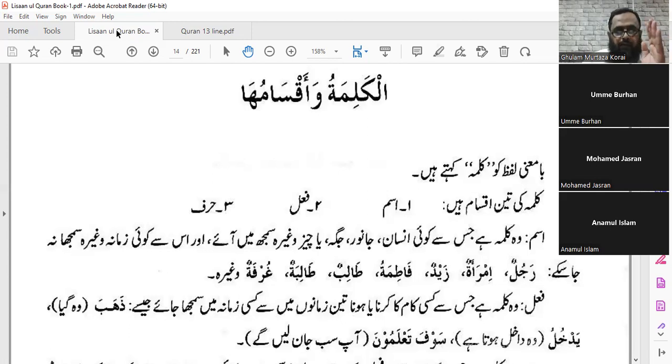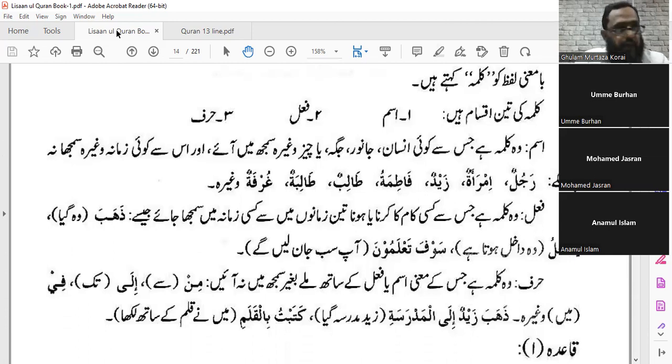Again, I repeat it, al-kalimatu wa aqsamuha, the word and its types. In Arabic, there are three types of words. Number one, ismun, also known as noun. Fi'lun, we call it verb. And number three, harfun, that is a letter. And I will also correlate the Arabic words with English, inshallah. I'll let you know the corresponding grammatical points of English as well.